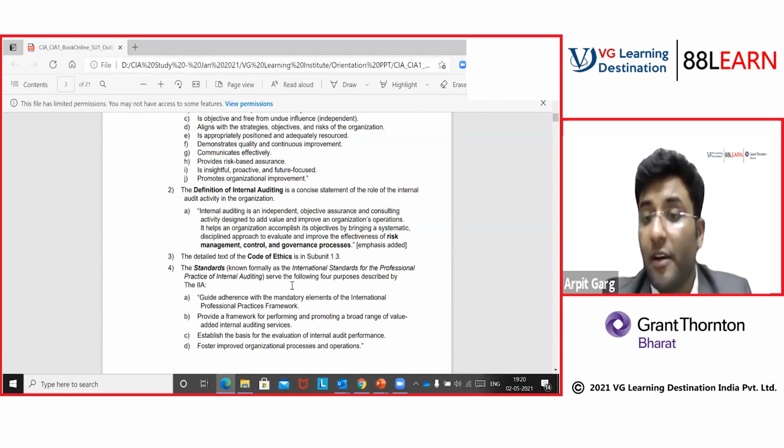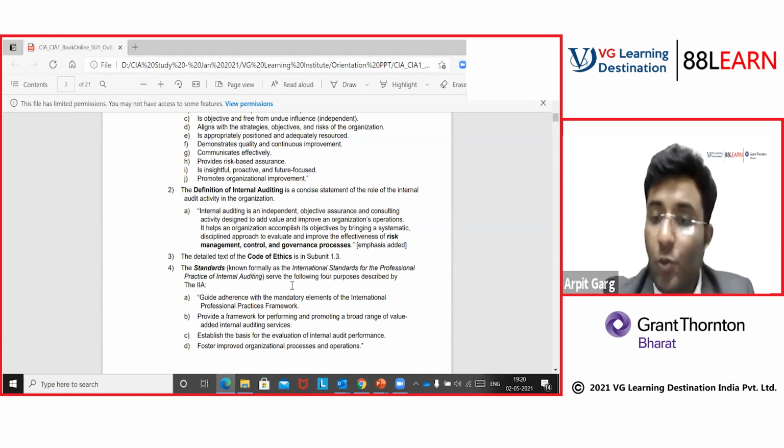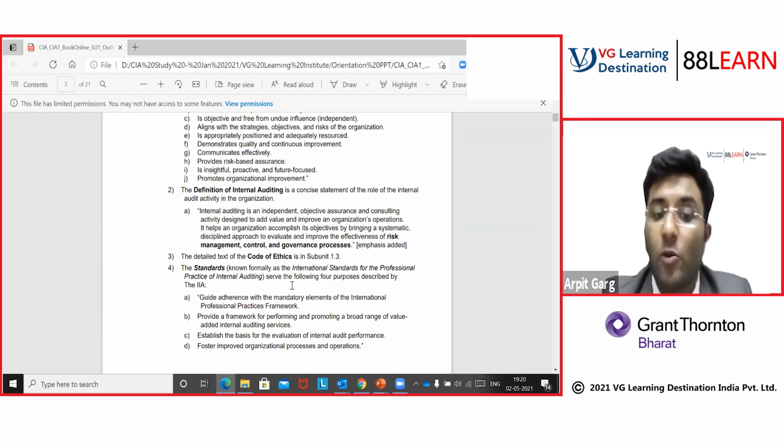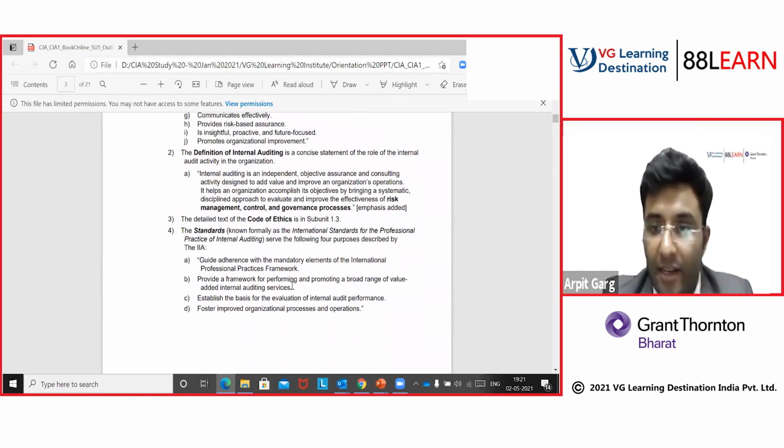So there are four purposes of these standards, guys. Okay. The first one is to guide adherence with the mandatory elements of the IPPF. So what is it that you need to adhere to? Okay. And then second is to provide a framework for performing and promoting a broad range of value-added internal auditing services. So overall, giving a framework on how to perform and how to promote the broad range of value-added internal auditing services that we do. Third, establish the basis for the evaluation of internal audit performance. How do we evaluate the internal auditor's performance? Okay. So the performance standards help you to do that. Fourth, foster improved organizational processes and operations. So these are the four purposes of standards.